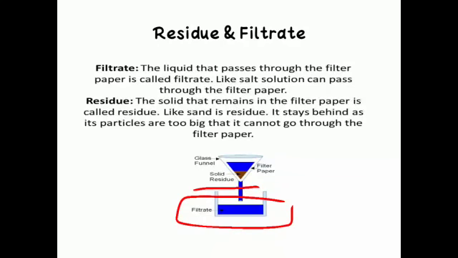The important thing is to know about filtrate and residue. So what is filtrate? The liquid that passes through the filter paper is called filtrate. Like salt solution can pass through the filter paper. Residue. The solid that remains over the filter paper is called residue, means which cannot pass through the filter paper, the larger particles. Like sand is a residue because it will not cross the filter paper. It stays behind as particles are too big that it cannot go through the filter paper.